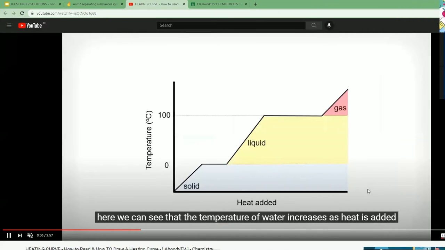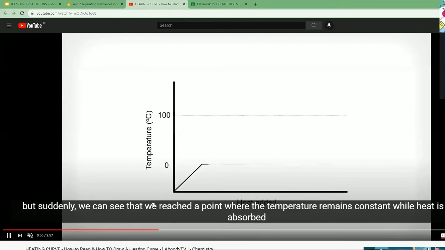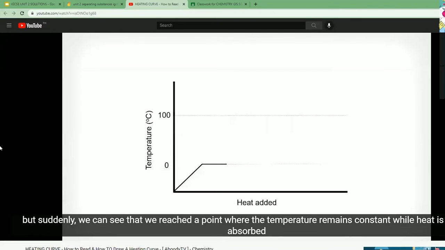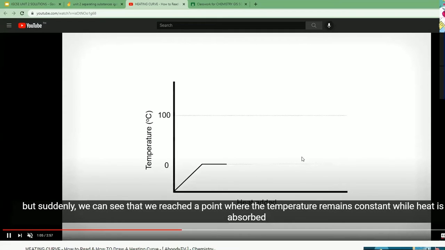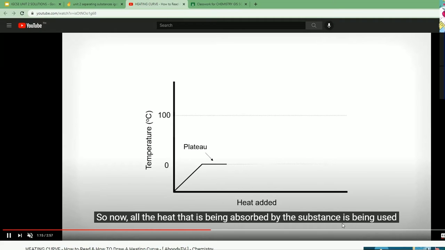Now see here. We can see that the temperature of water increases as heat is added, okay? We know that. The temperature increases as it is heated, but suddenly we reach a point where the temperature remains constant, correct? While heat is being absorbed. At this point the substance changes its phase. This region of the heating curve is called the plateau.